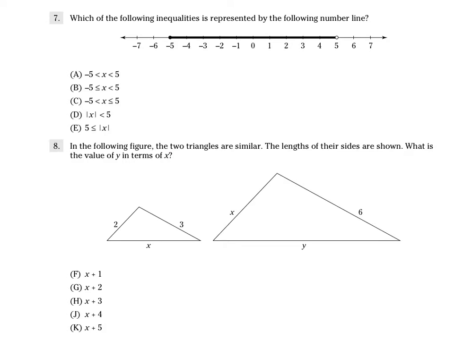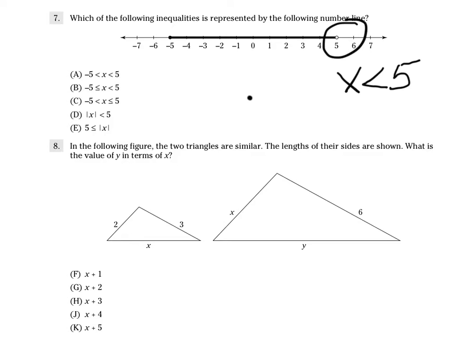Which of the following inequalities is represented by the following number line? Okay, so we'll pick this apart, and I'm going to make my marker a little smaller, or else this is going to be really sloppy. This here, if it's an open dot, and you're going to the left, that means x is less than 5. That's what I couldn't remember.